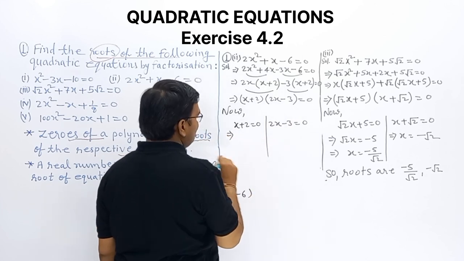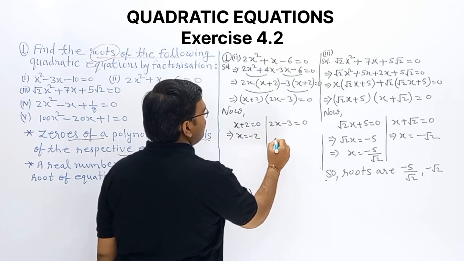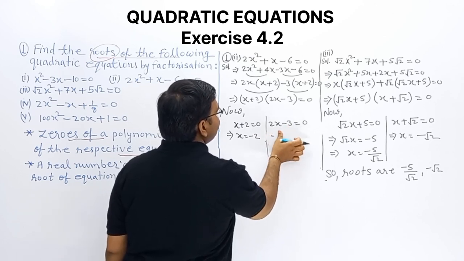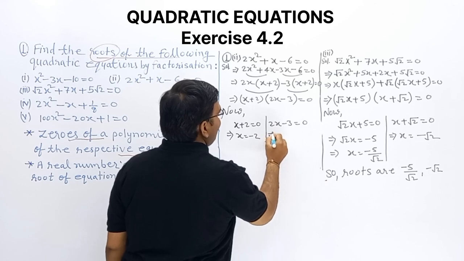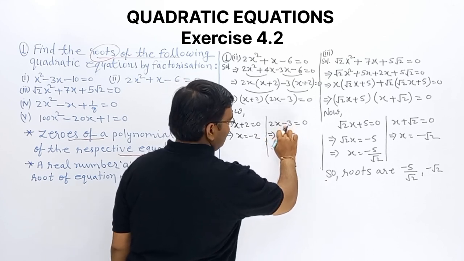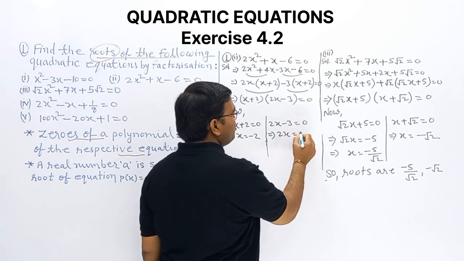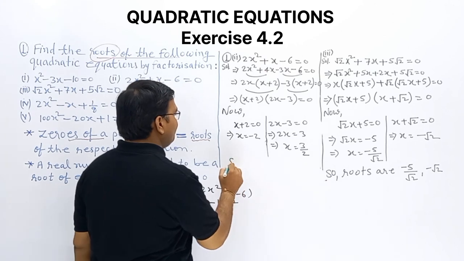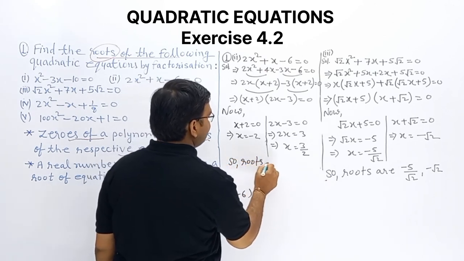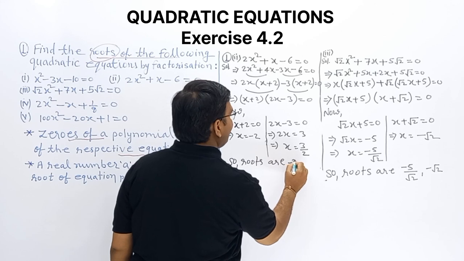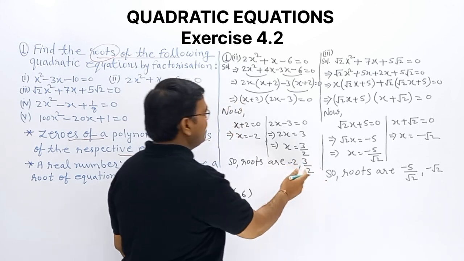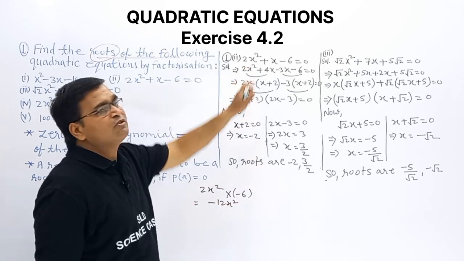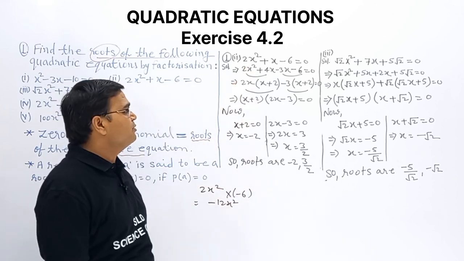Solve this simple linear equation. x equal to minus 2. 2x equal to 3, transposing to the right side, the negative becomes positive, and x equal to 3 by 2. So the roots are minus 2 and 3 by 2. Minus 2 and 3 by 2 are the two roots of this quadratic equation. This is the solution of this one.